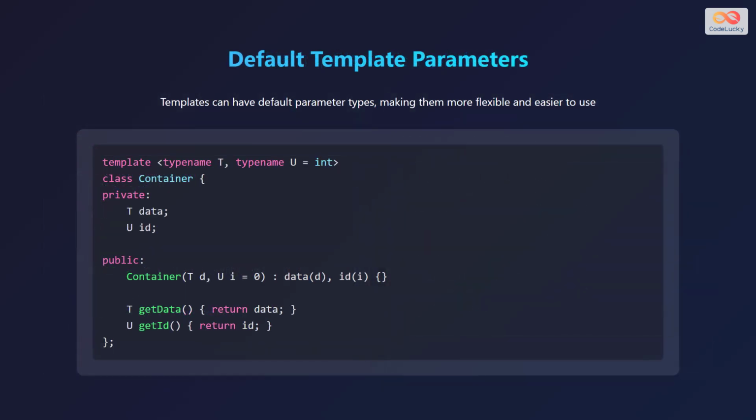Templates can have default parameter types, making them more flexible and easier to use. Here is an example. The code shows a class template named Container that takes two type parameters, T and U. U has a default type of integer. It has private members data of type T and id of type U, a constructor to initialize them, and functions to get the data and id. The constructor for Container takes a value of type T and a value of type U with a default value of 0.